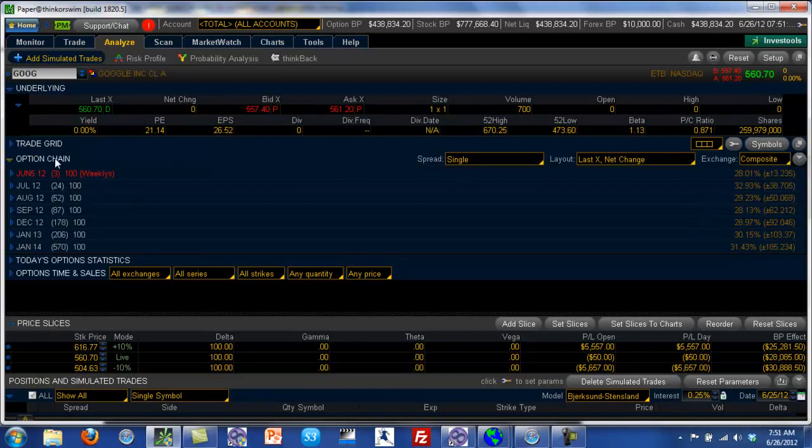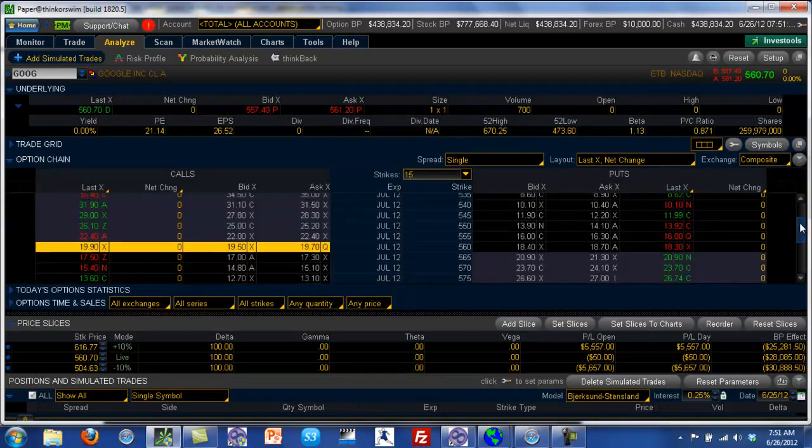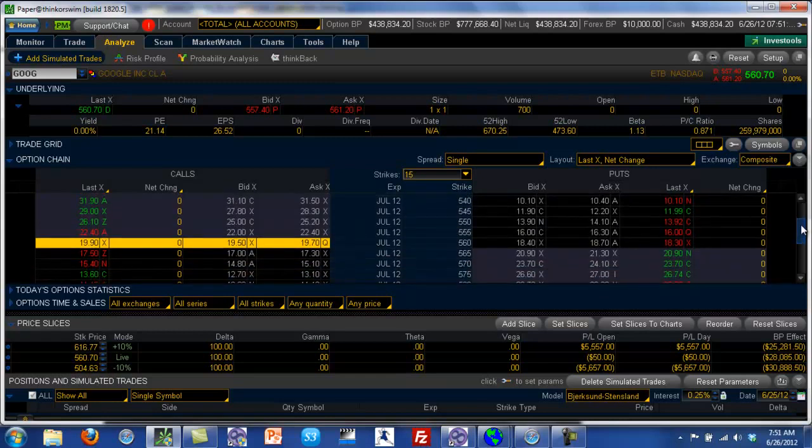So now if we open up an option series, let's open up the July, and what we have here is the July series. And if Google is trading at around 560, then your at the money options are going to be the 560 call and the 560 put.